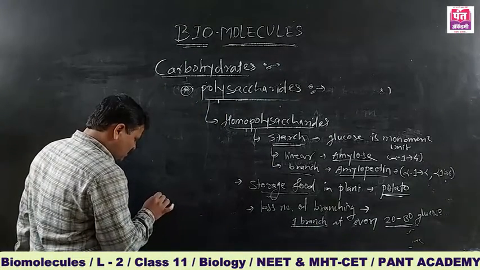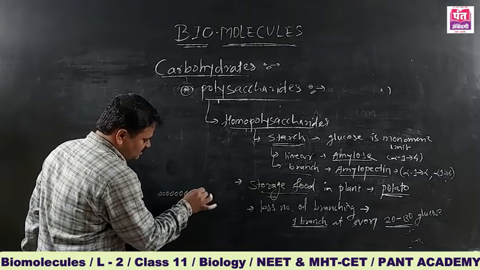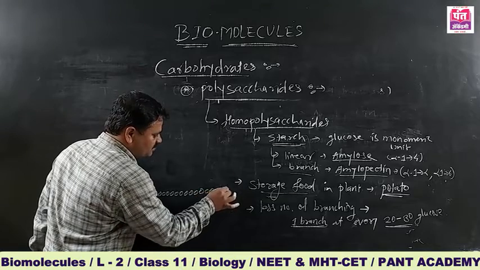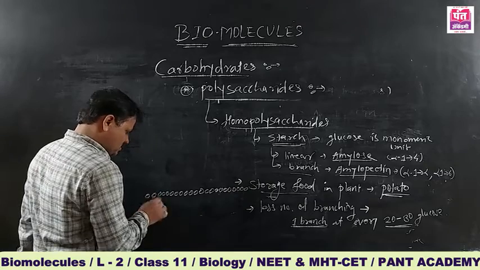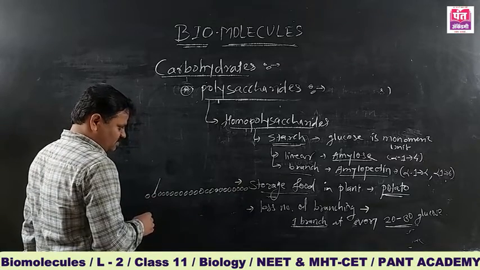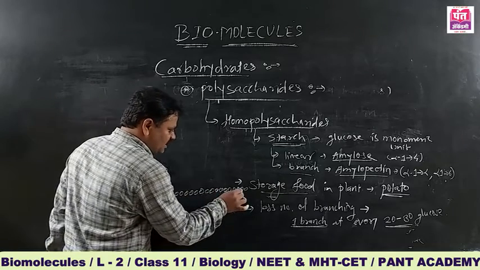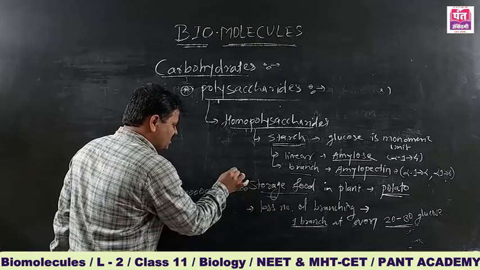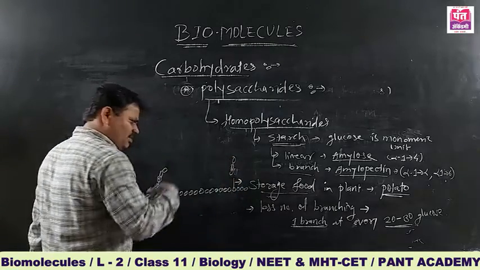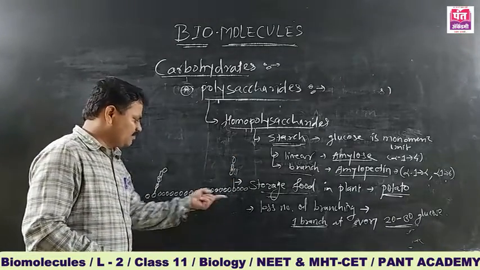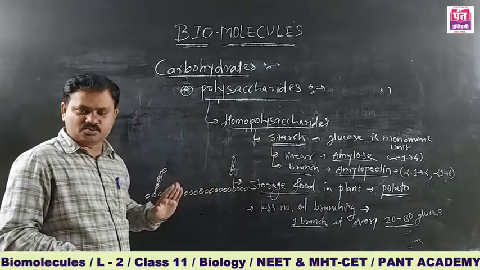When we look at this, 1 2 3 4 5 6 7 8 9 10 11 12 13 14 15 16 17 18 19 20 21 22. So every 20 or so, here is a branch, and another we can see here is a branch. Every 22 to 30, maybe more, a branching point is present at every 20 to 30 glucose molecules.